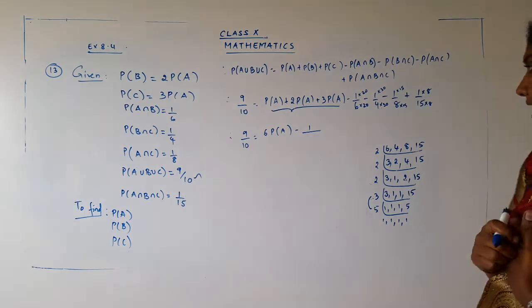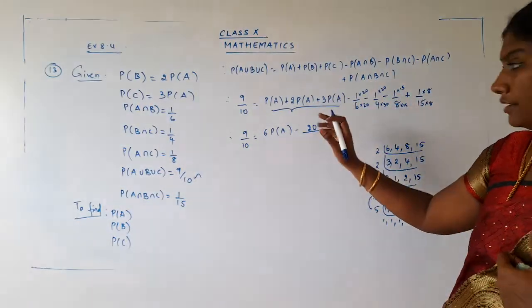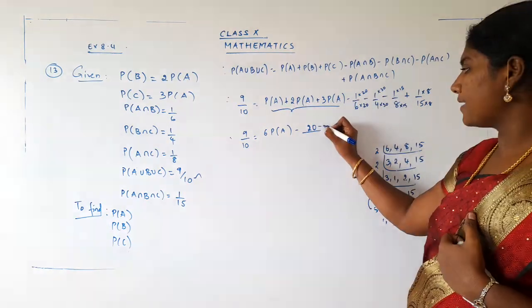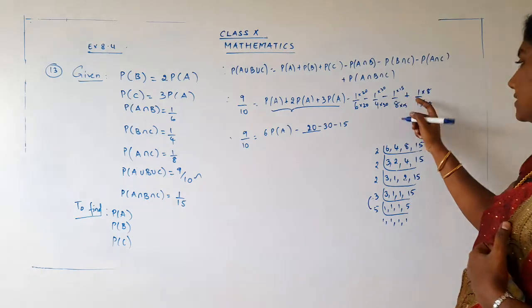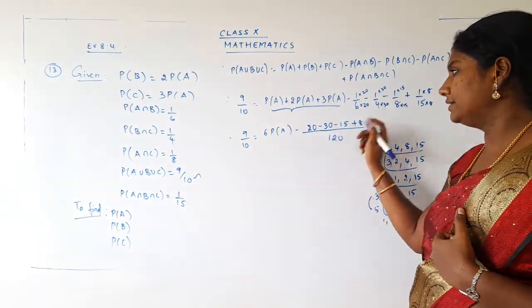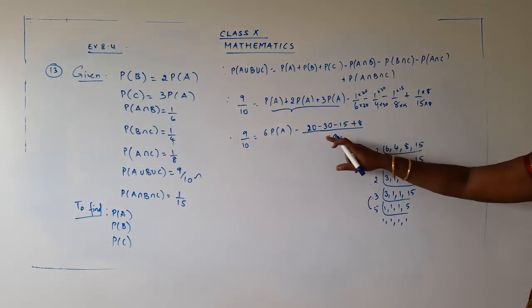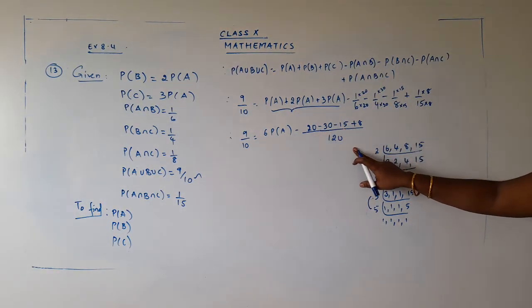So I'll take the answers. So what I get here? Minus 20. I'm going to take all the numerators together. I get minus 20. This is minus 30. This is minus 15. This is plus 8 upon 120. I have taken the LCM for all the 4 numbers. So I get here minus 20, minus 30, minus 15 plus 8 upon 120.